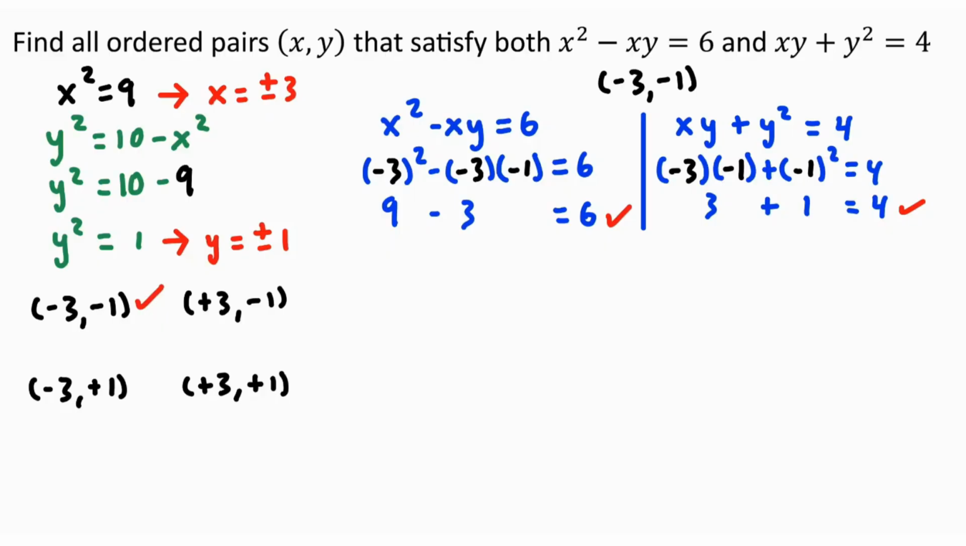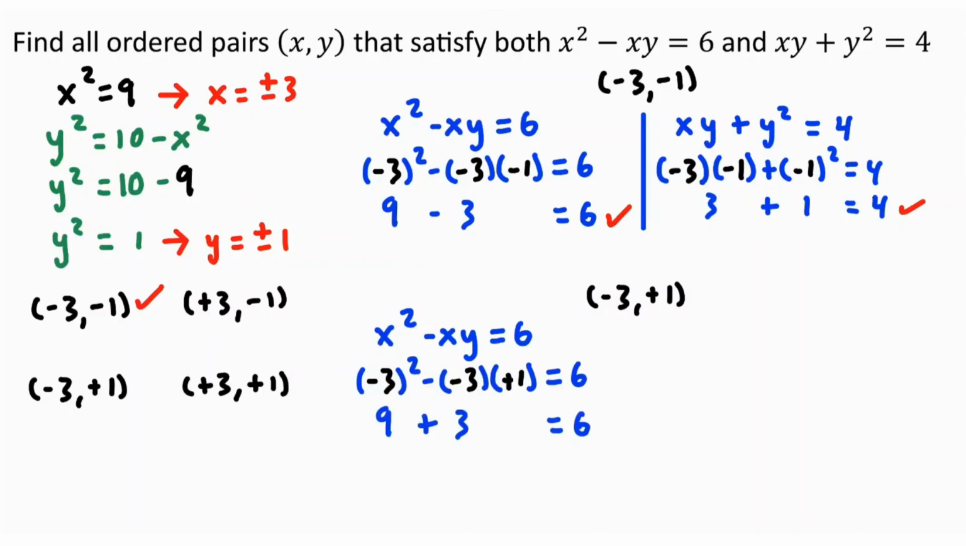What about negative 3, comma positive 1? So we'll test this. We'll substitute in to the x squared minus xy equals 6. Substitute in, simplify, we get 9 plus 3 is equal to 6, which is not true. So from this, we can say that negative 3, comma positive 1 does not work.